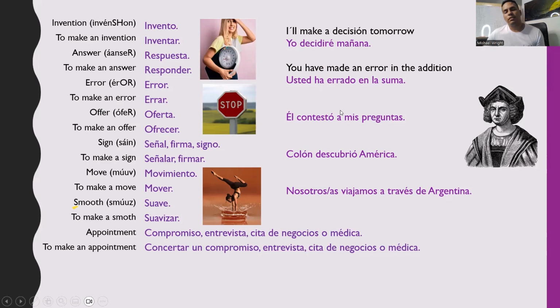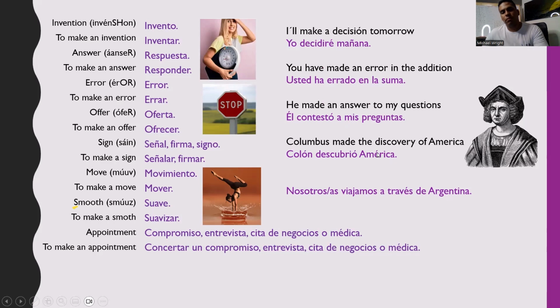So how would you say this other one? Okay. He made an answer to make questions. So this one, Columbus made the discovery of America. So the last one, how would you say this other one? We made a journey across Argentina.